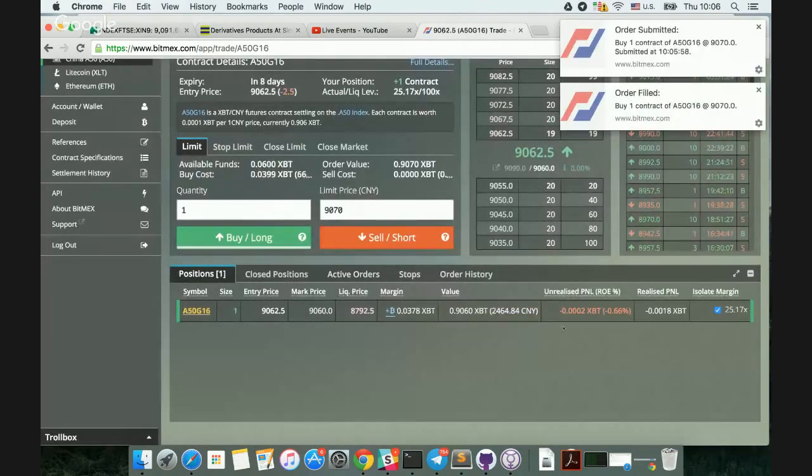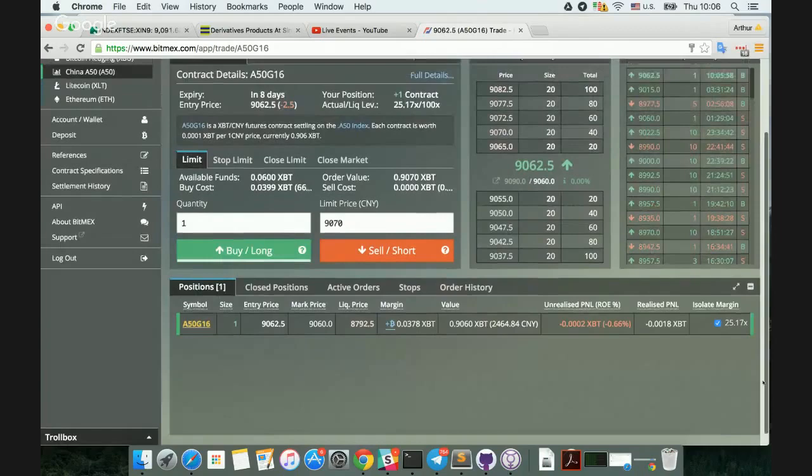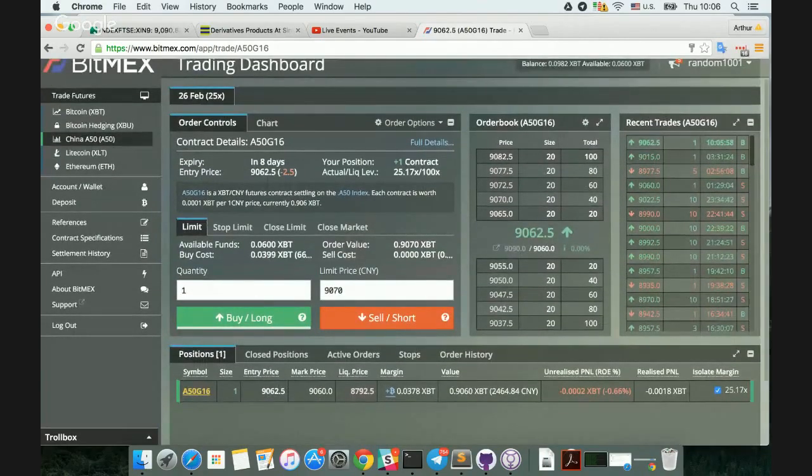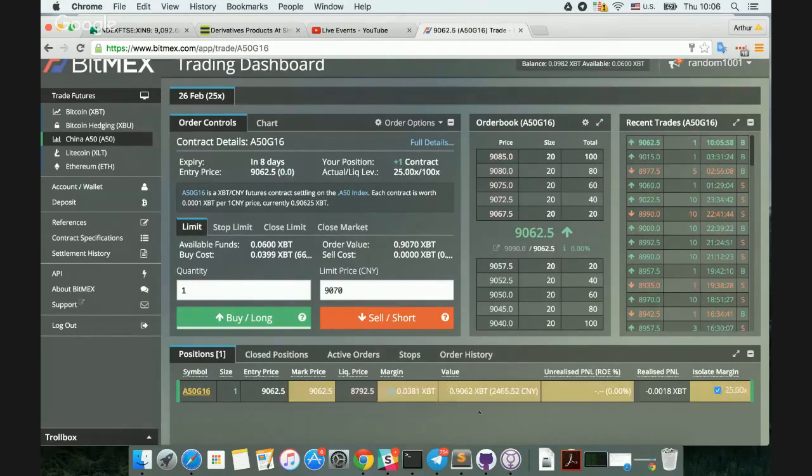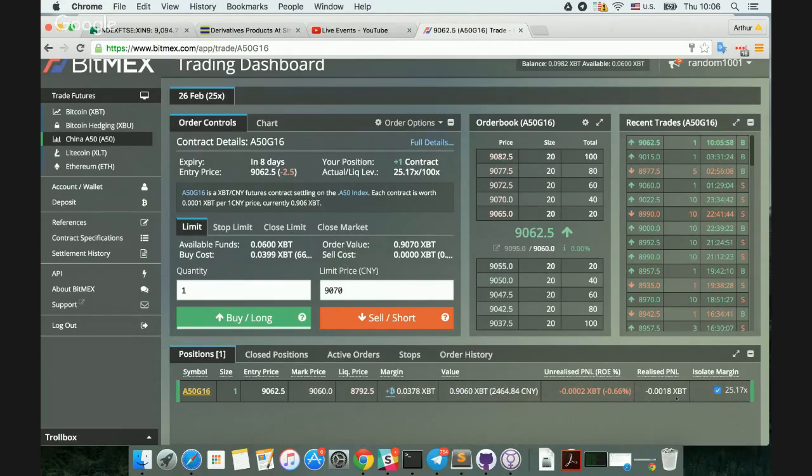Okay, now we've bought one contract. What we see here is our entry price in CNY, what we're currently marked to, which is the current price of the SGX futures contract, our liquidation price, and then the value. As everyone has Bitcoin, we think in Bitcoin terms because that is what we'll be making or losing, and that is what we post as margin. So this gives us a Bitcoin notional of how much this contract is worth. And then we have our unrealized and realized P&L.